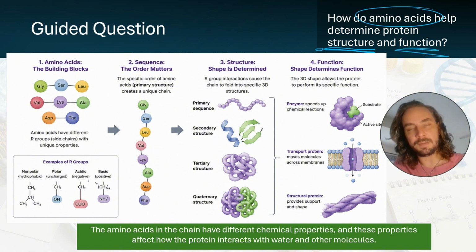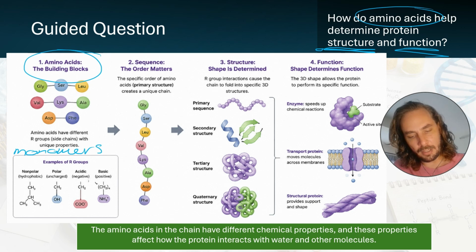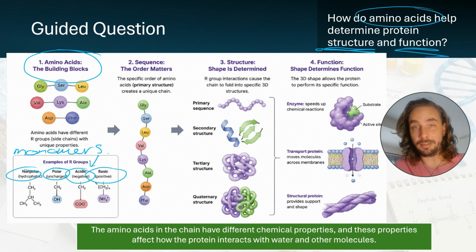Okay, so as just a repeat, amino acids are the building blocks. They are the monomers. Now they have different properties. They could be non-polar, polar, negative, or positive. So if they're negative, they are acidic, and if they're positive, they are basic.